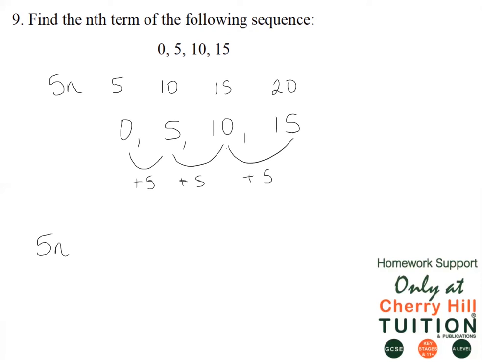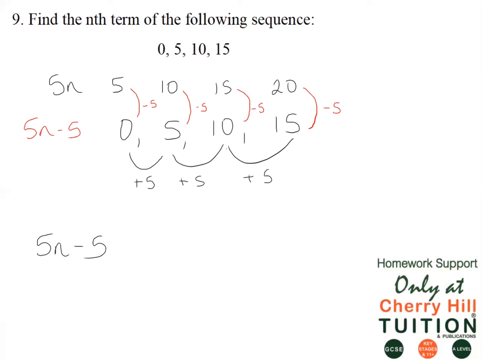So to get from 5 to 0, we minus 5. 10 to 5, we minus 5. 15 to 10, we minus 5. 20 to 15, we minus 5. This leaves us with 5n minus 5, and that is our answer.